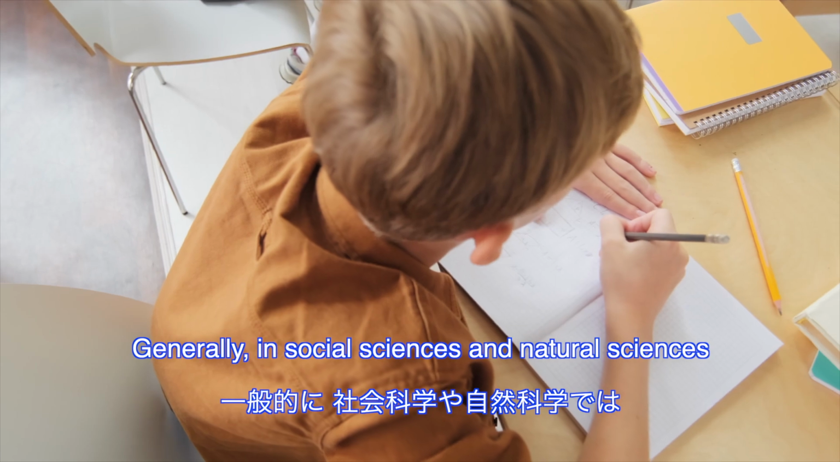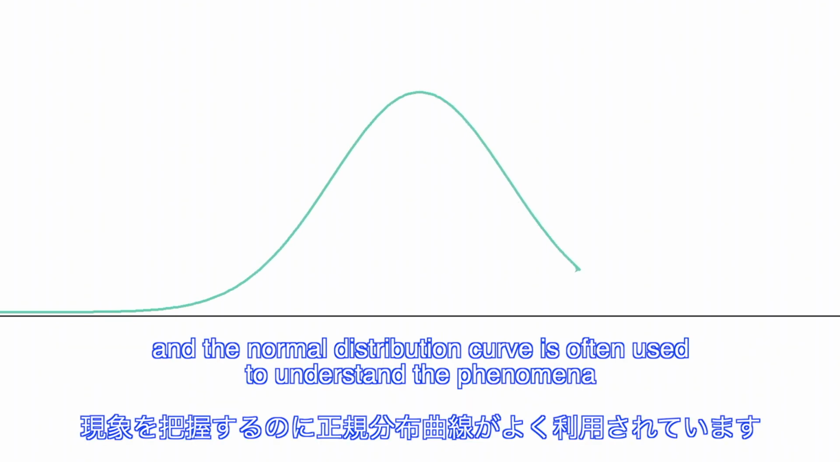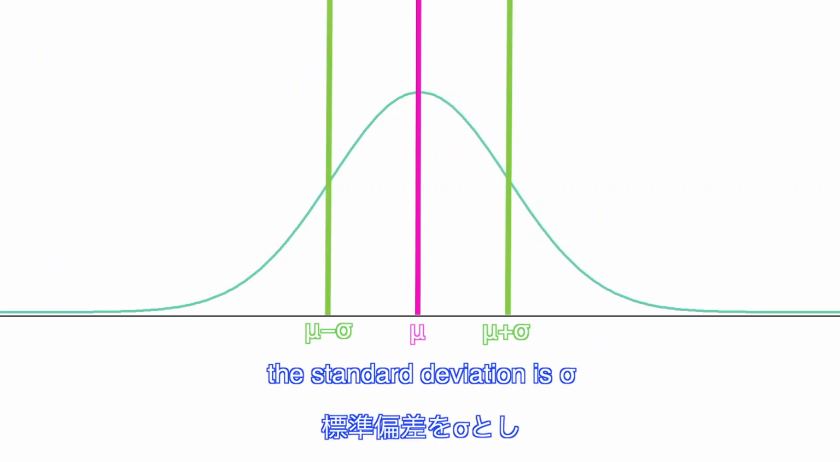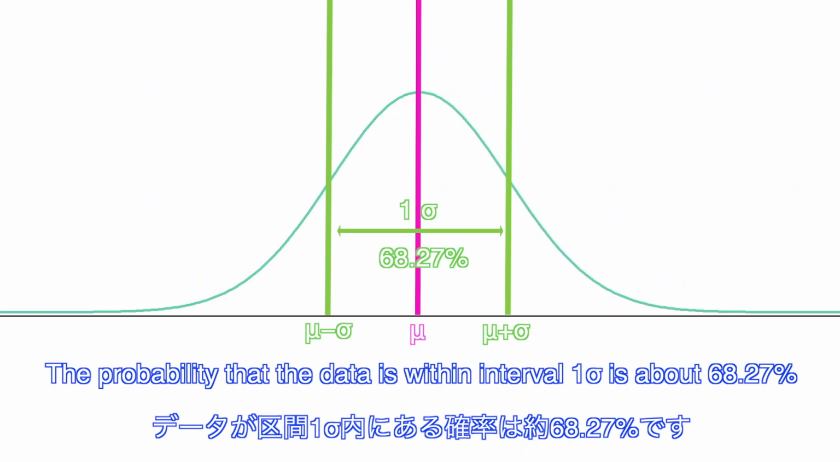Generally, in social sciences and natural sciences, some observed phenomena are close to the normal distribution, and the normal distribution curve is often used to understand the phenomena. The mean is mu, the standard deviation is sigma, and the interval from mu minus sigma to mu plus sigma is called 1 sigma. The probability that the data is within interval 1 sigma is about 68.27%.